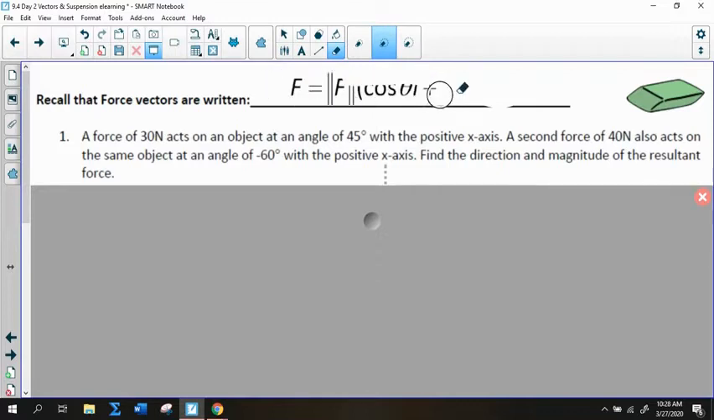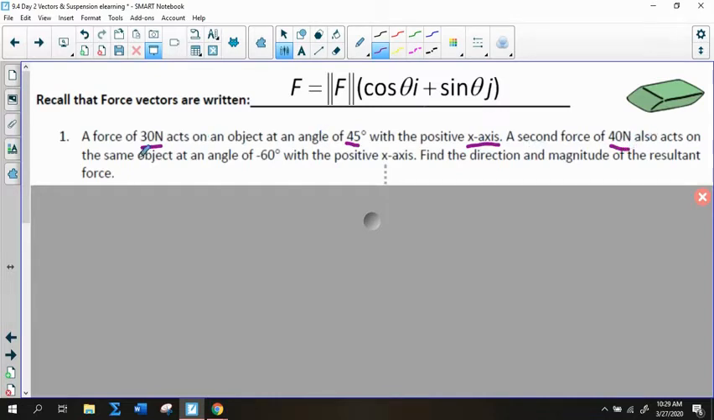Okay, so hopefully you remember that a force vector is written in this form. It really looks exactly the same as a velocity vector, just changing the v to an f. So a force of 40 newtons, just a measurement of force in physics, acts on an object at an angle of 45 degrees with the positive x-axis. A second force of 40 newtons also acts on the same object at an angle of negative 60 degrees with the positive x-axis. Find both the direction, so that's the angle, and the magnitude of the resultant force.